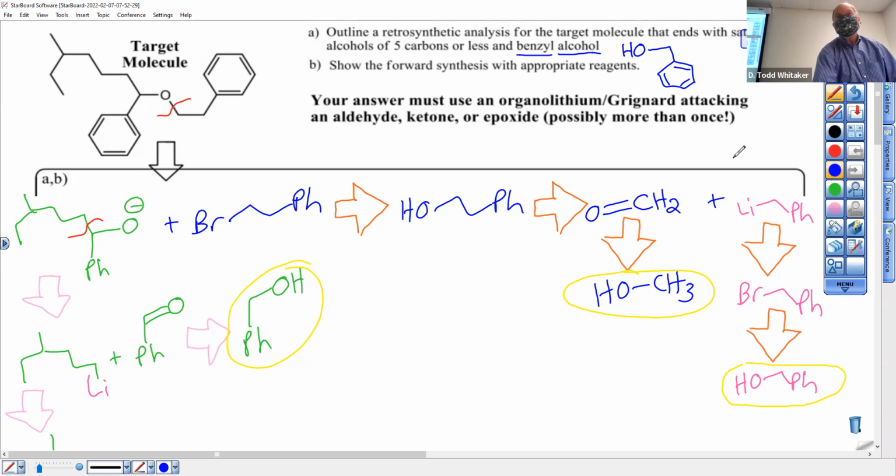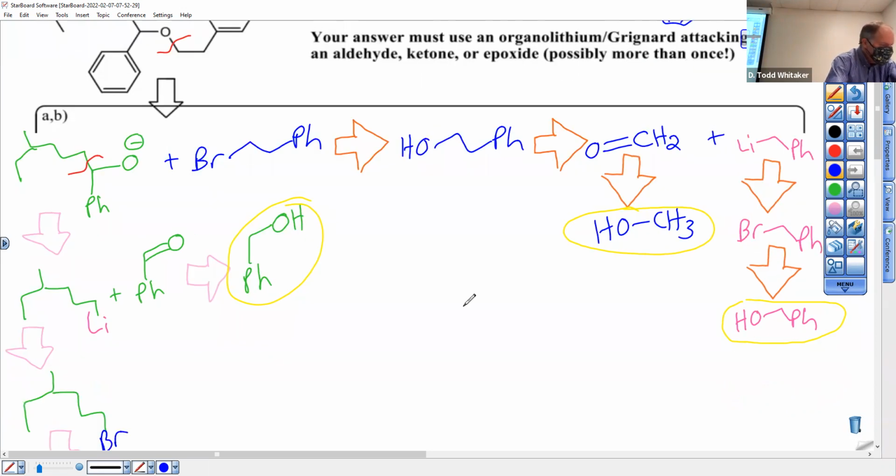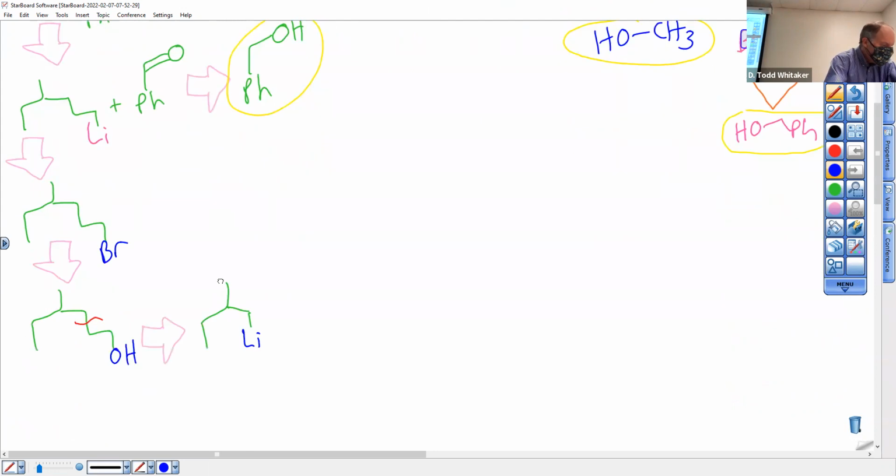This will be our 3rd time. We use an organolithium attacking an aldehyde here. We use an organolithium attacking an aldehyde here. Went up to here. We're going to use an organolithium attacking an epoxide to get from here to here. How many carbons in the epoxide? 1, 2. The simplest of all epoxides coming up. There you go.